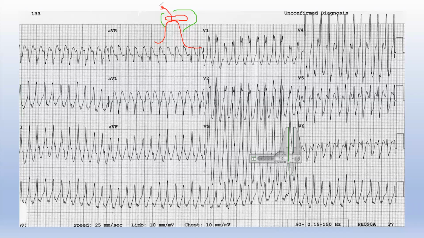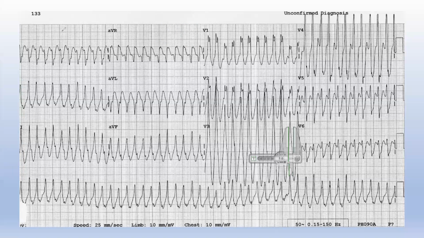Faster, because the AV node usually slows down conduction, isn't it? So this is a very common finding in patients who have an accessory pathway. And the presence of an accessory pathway, therefore, is number one, characterized by a shortened PR interval and a presence of an abnormality in the QRS complex.